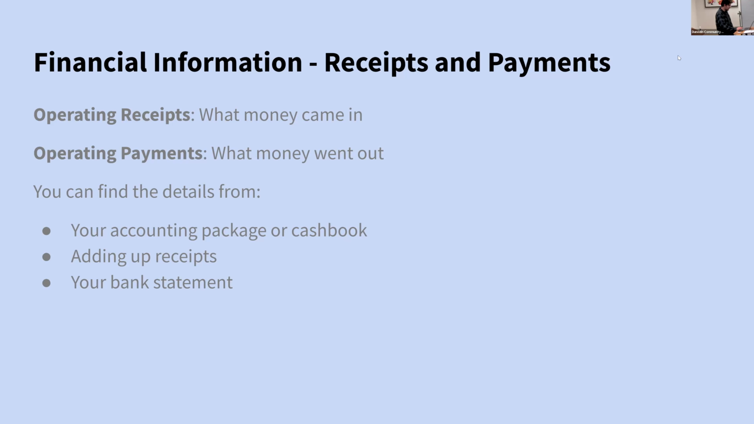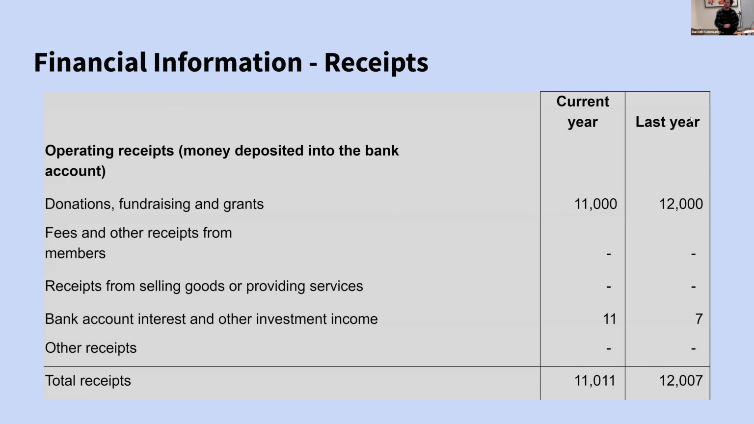You can find these details from your accounting package or cash book, or by adding up receipts or your bank statement. So this is an example of Dunedin Community Accounting's cash receipts. Sorry, hold on, I can't see the next one, there you go. And so when you're doing these, you need to have an example of the current year.